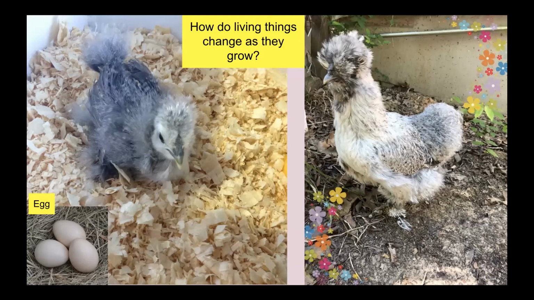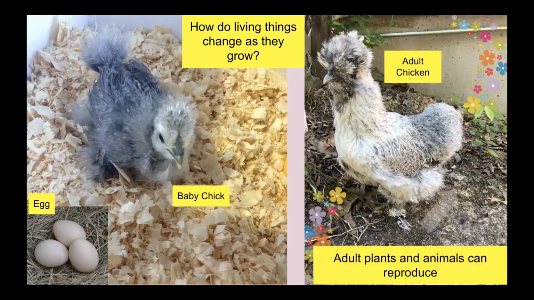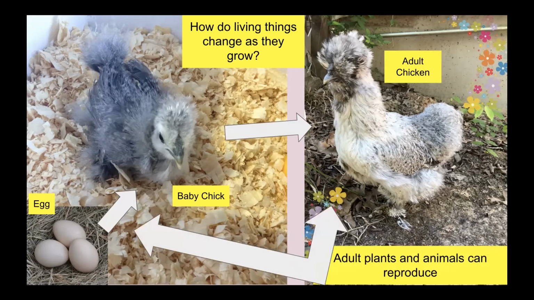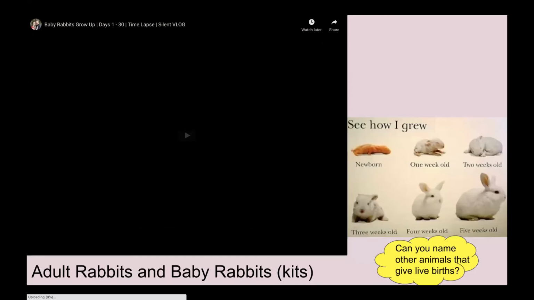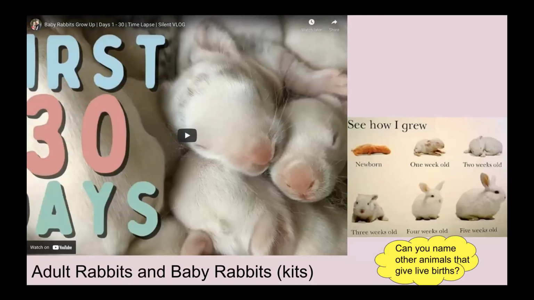So let's take a look at what we see. We have the egg, we have the baby chick, and then we have the adult chicken. And if we look at our little arrows here, the chick hatches out of the egg. Given enough food and proper care, that baby chick can grow into an adult chicken. And then that adult chicken can mate and reproduce and start the whole cycle again and lay eggs to have more offspring. So we know that adult plants and animals can reproduce offspring. Now, not every animal lays eggs. Some animals can give live birth.